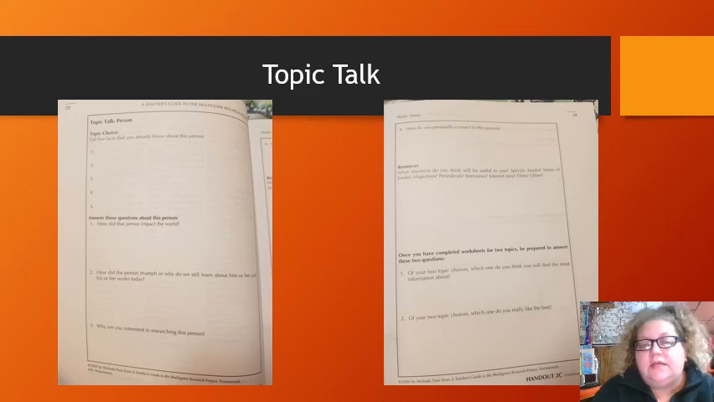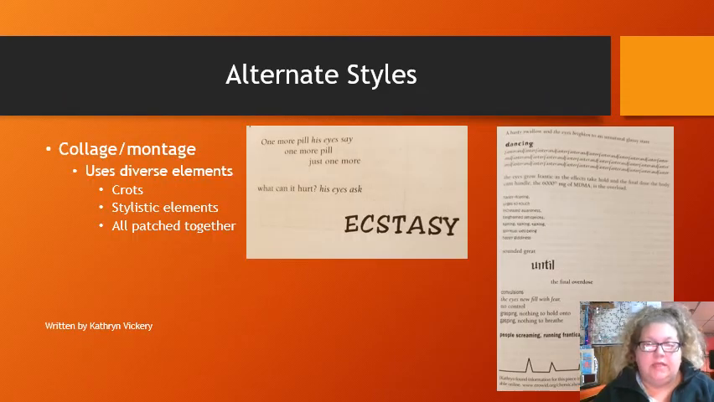And then there's a list of questions about resources. What kind of resources do they think would be useful? And then they need to be able to answer the 2 questions at the bottom of the second picture of the 2 topic choices. Which one do you think you could find more information about, and which one do you really like best? Now, here are some alternate styles, and these are examples from the book.